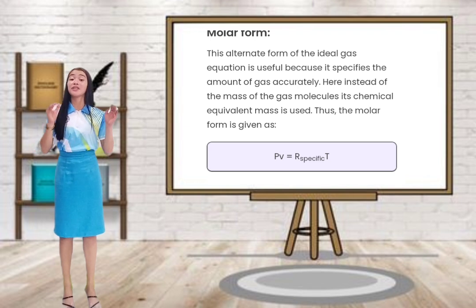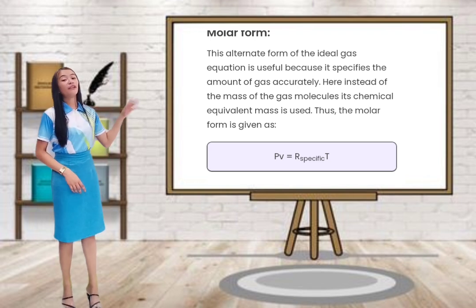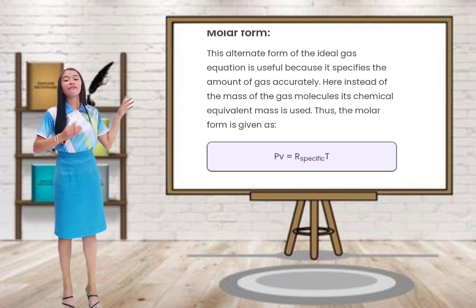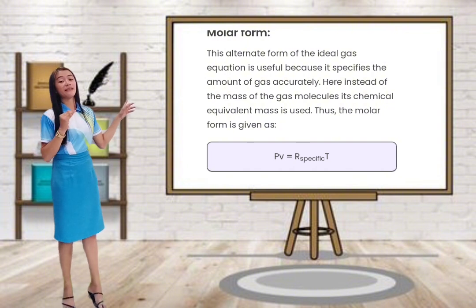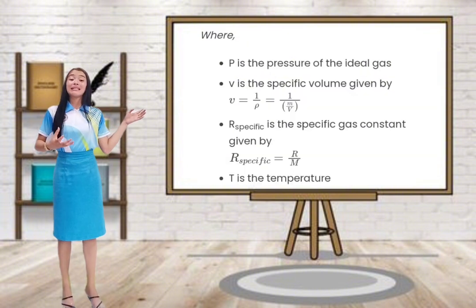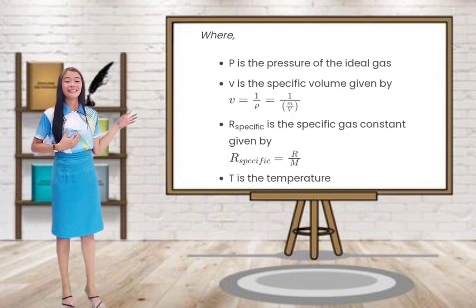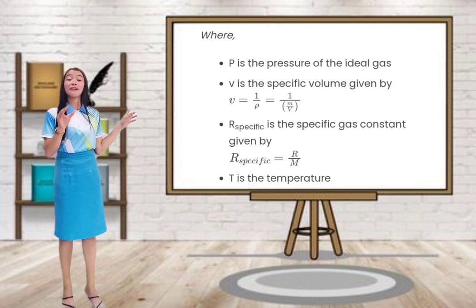In molar form, this alternate form of the ideal gas equation is useful because it specifies the amount of gas accurately. The molar form is given as PV equals R specific T, where P is the pressure of the ideal gas, V is the specific volume, R specific is the specific gas constant, and T is the temperature.